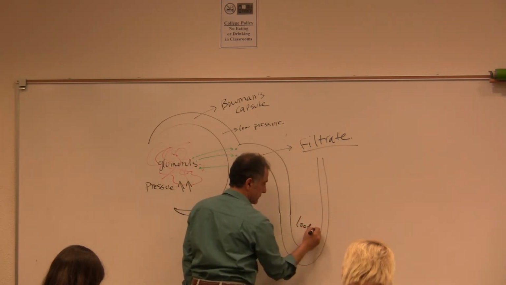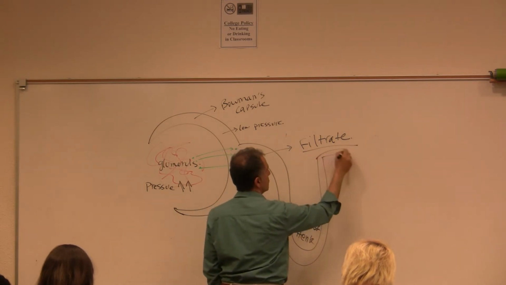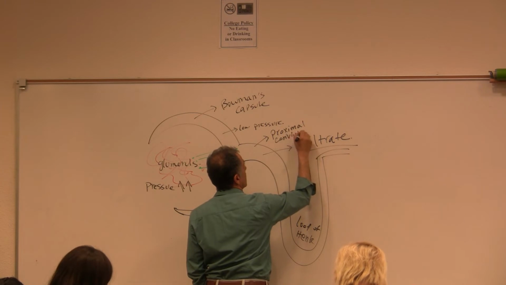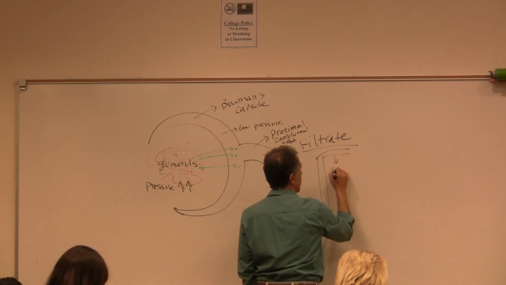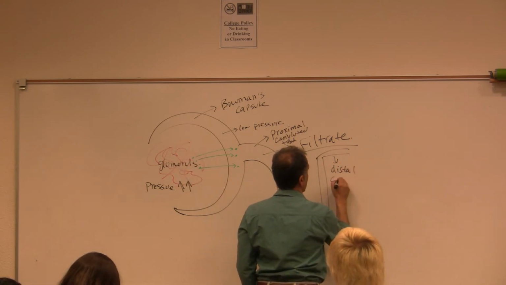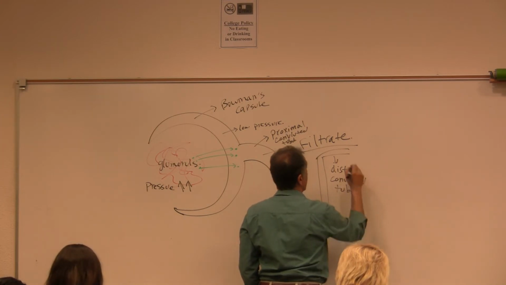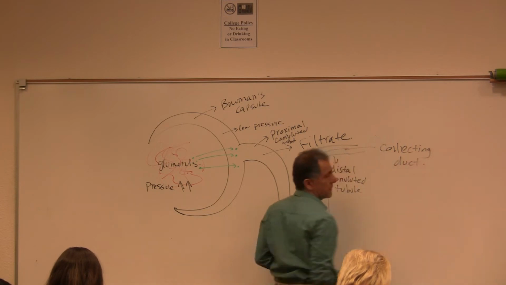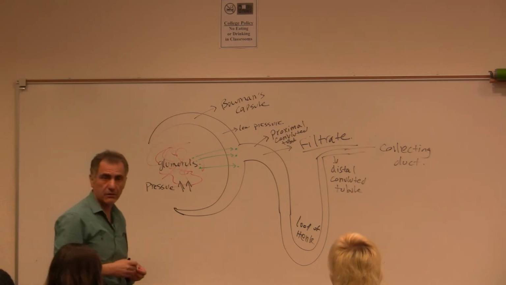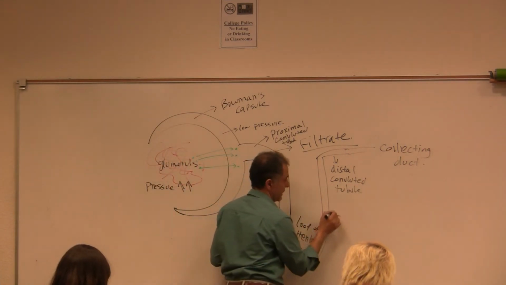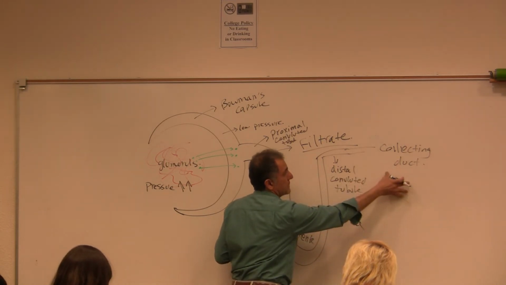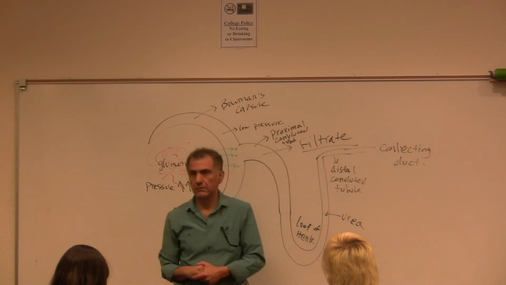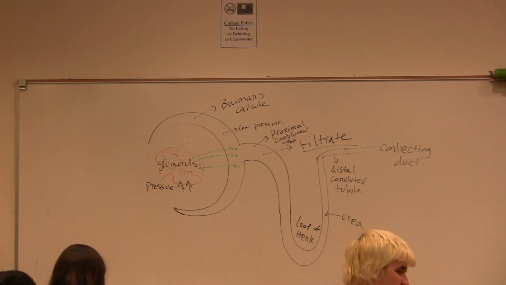From the loop of Henle, it goes to the proximal convoluted tubule. This is distal, right? Distance away from the glomerulus. Distal convoluted tubule. And then from here, it goes to the collecting duct, and then minor calyx, major calyx, renal pelvis. So right here, urea comes in, and by the time you get to the collecting duct, finally you start having formation of the actual urine. How does the liver convert ammonia into urea?